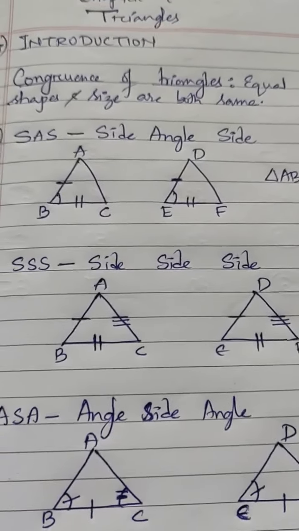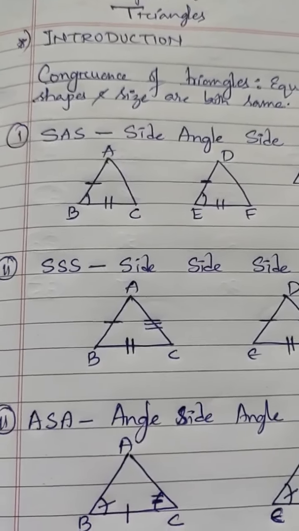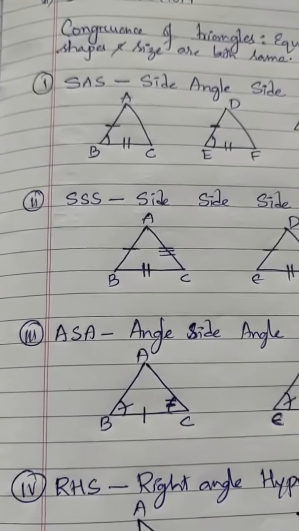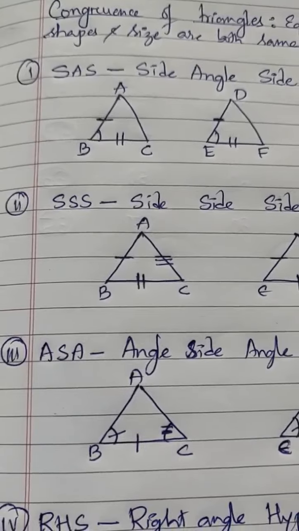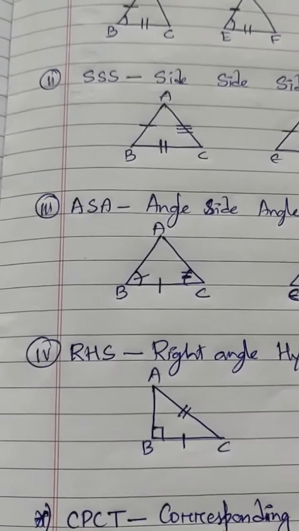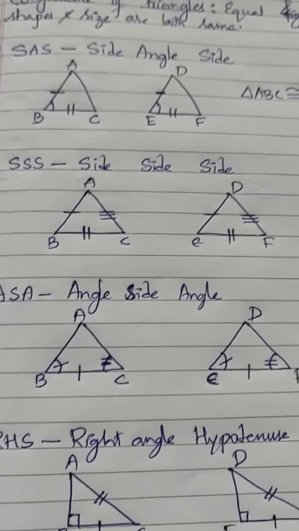So in this chapter, every question revolves around these four conditions. That means, as you can see, Roman number 1 SAS, Roman number 2 SSS, Roman number 3 ASA, Roman number 4 RHS. Now what exactly are these? We'll have to learn this.